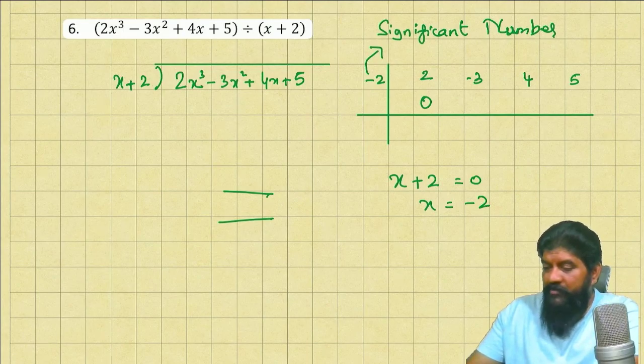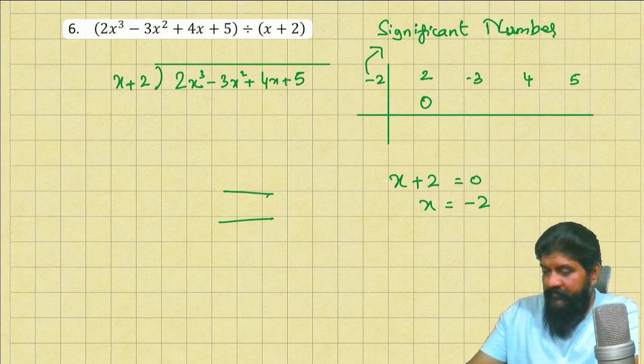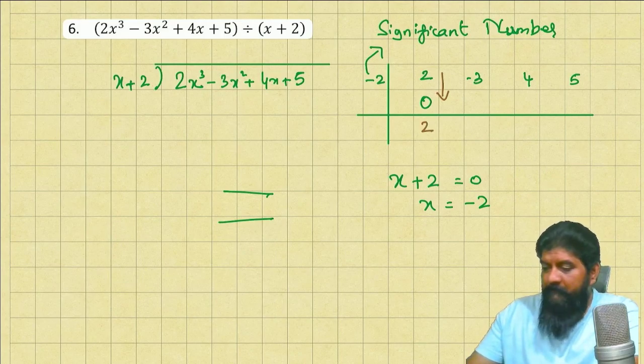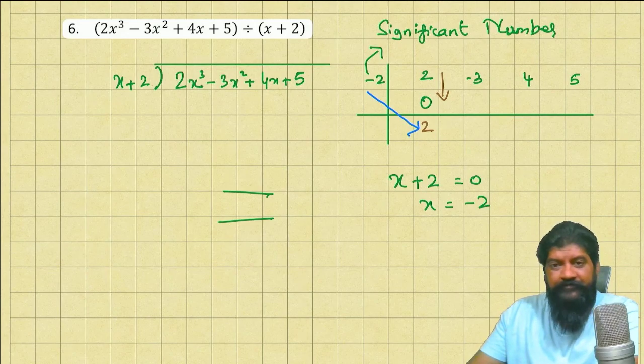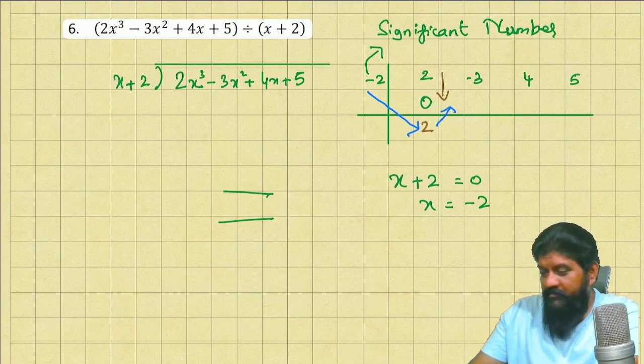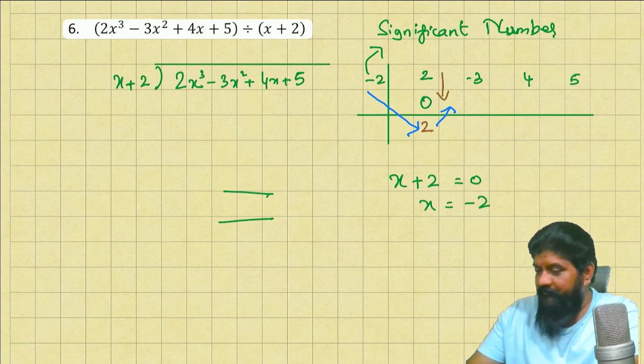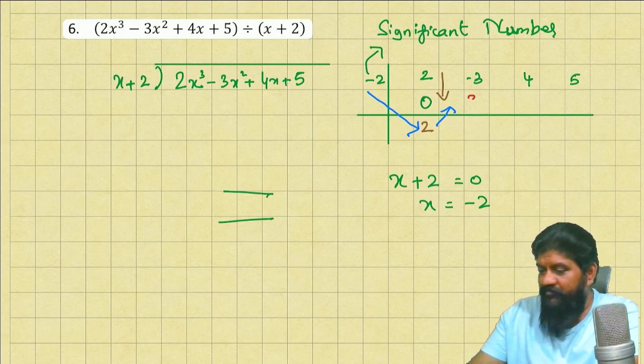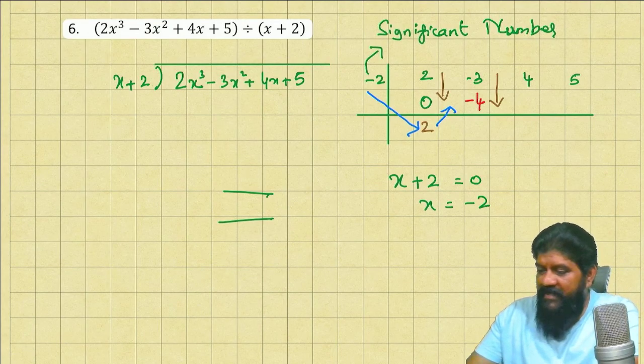Now going down, you will always add. That will give me a 2. Having said that, for the next column, you would multiply and update it here. So when I multiply and update it, the value that I get is minus 4. Again, going down, you would add. In this case, the addition will result in a minus 7.